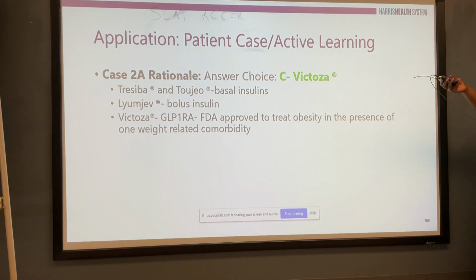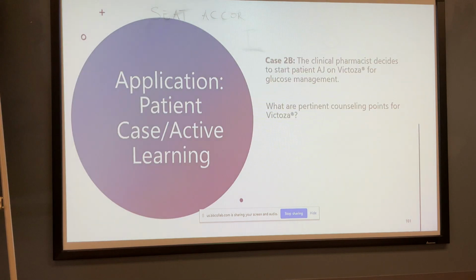So of the injectable products I've listed, the other 3 were insulins, and insulins are associated with weight gain. So the most appropriate option would be Victoza. All right, so part 2. The clinical pharmacist decides to start AJ on Victoza for glucose management. What are the pertinent counseling points for Victoza? So basically, I have a Victoza pen somewhere. So how would you tell AJ how to use Victoza?